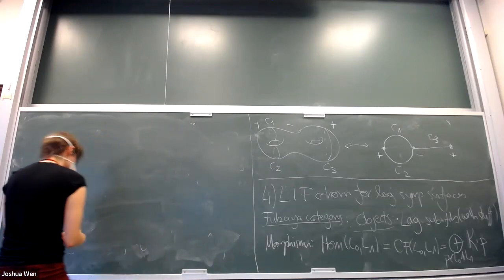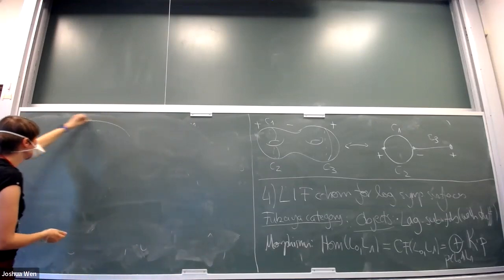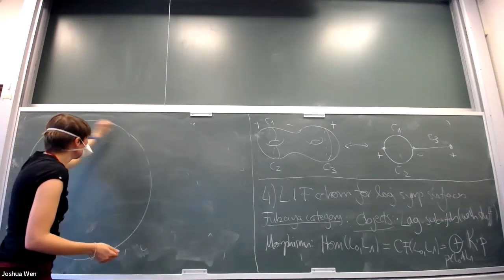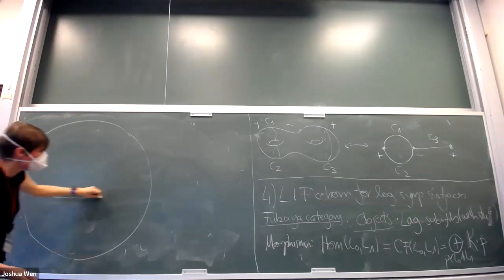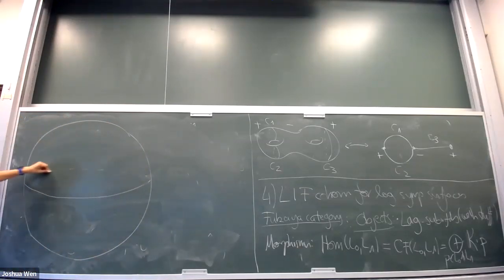With a fairly easy example. So let's do an S2, and let's do the easiest log symplectic S2, which just has a vanishing circle on the equator with the modular vector field going in this direction. So theta x, this has positive sign, this is negative sign.